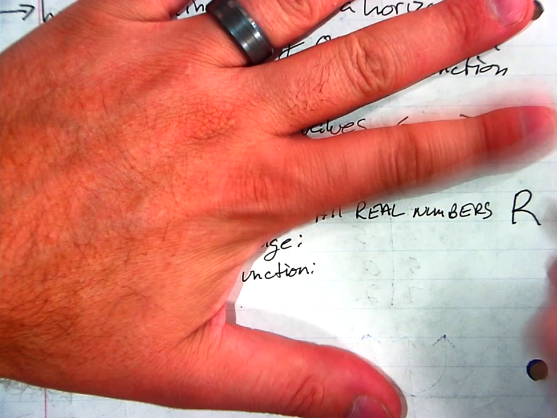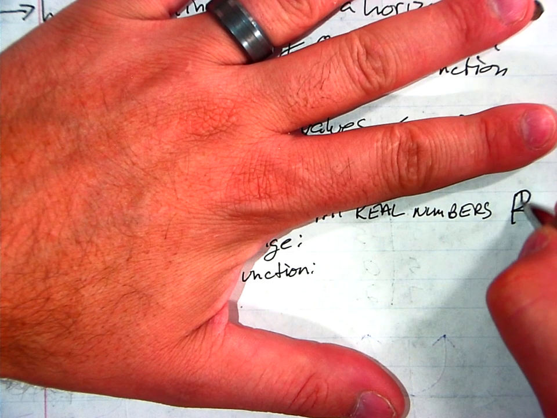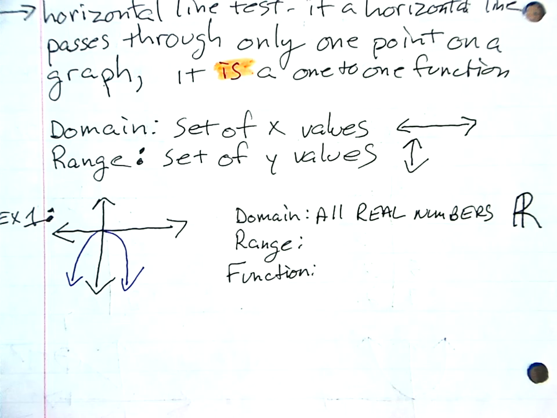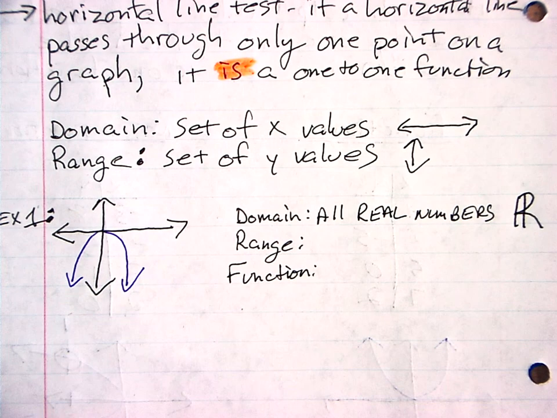And now all we do is take a line and go inside it. Is that the symbol you were going to use? All right. That means all real numbers.